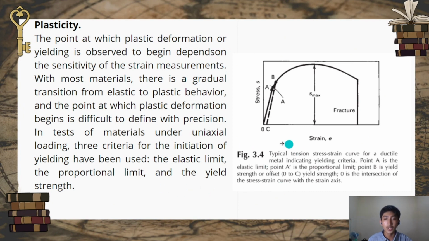Like in the picture, a typical tensile stress-strain curve for a steel has point A as the proportional limit, and point B as the yield strength at an offset of 0 to C. Yield strength at 0 is the intersection of the stress-strain curve with the strain axis.